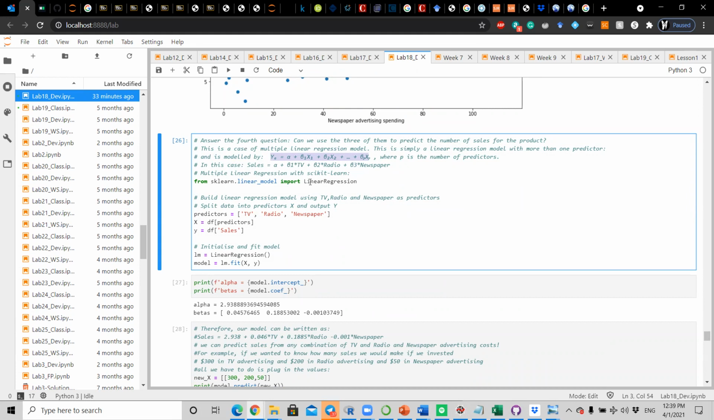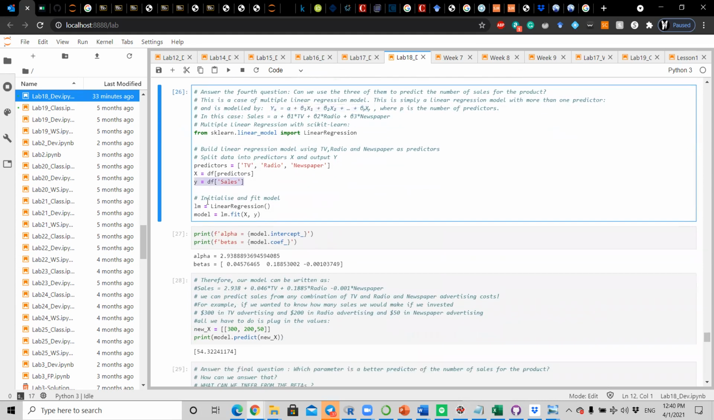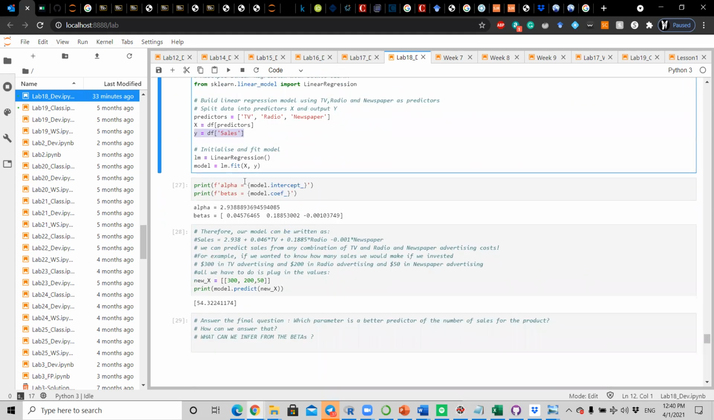Multiple linear regression from the scikit-learn package. We're going to use that. We define our predictors. Then we define our x and y. And then we fit the linear regression model. We get alpha and betas. Notice that we have one alpha, which is the intercept, and we have 3 betas as our slopes. One slope per variable.